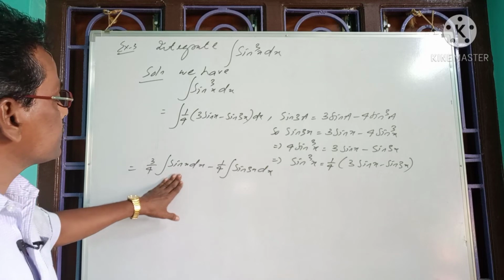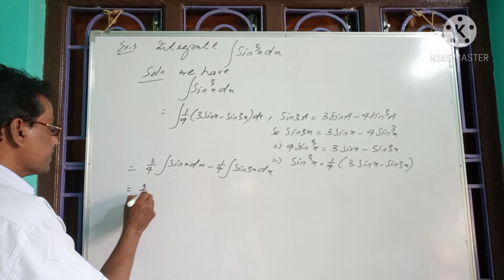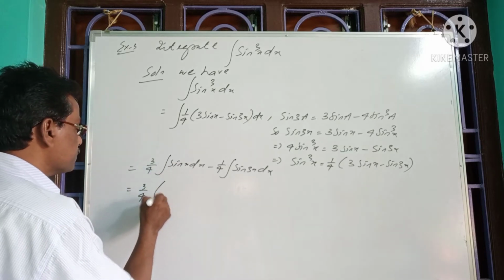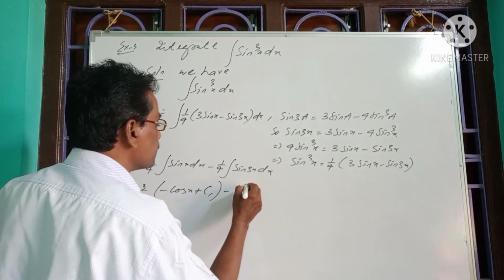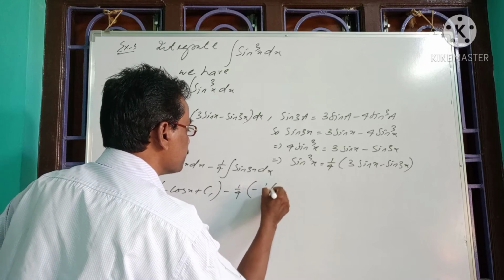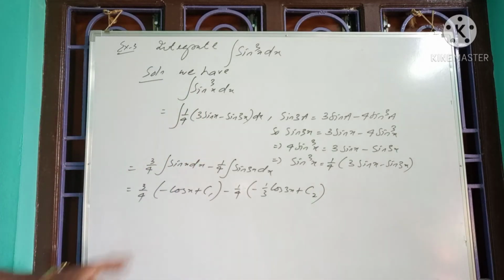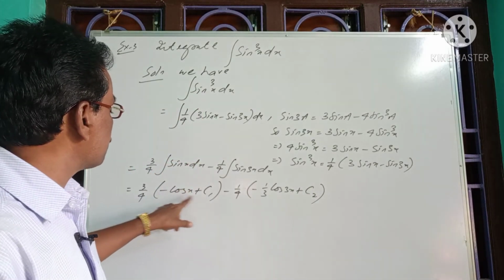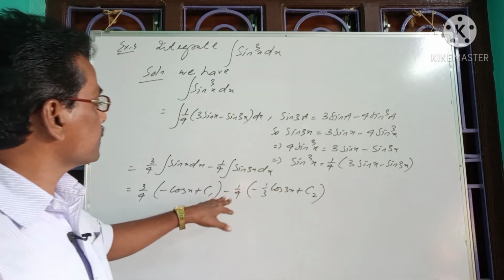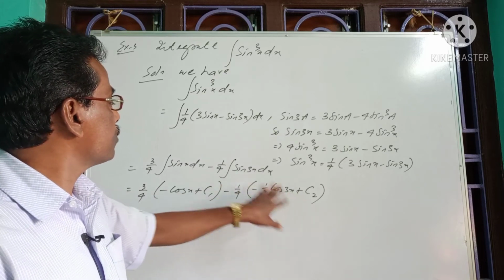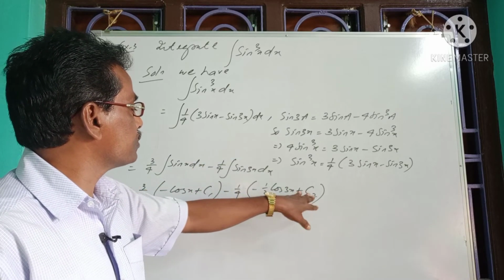Now both sin x and sin 3x are integrable. Integration of sin x is minus cos x plus the constant c1. Again, we have minus 1 by 4. Integration of sin 3x can be done by the formula for sin mx, whose integration is minus 1 by m cos mx plus c. So we got integration of sin 3x as minus 1 by 3 cos 3x plus c2, the constant of integration.